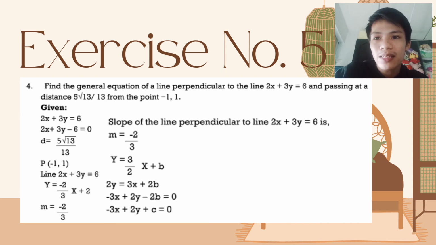So line 2x plus 3y is equal to 6. So yung y natin is negative 2 over 3 x plus 2. So yung m natin is equal to negative 2 over 3. So slope of the line perpendicular to line 2x plus 3y is 6 is m is equal to negative 2 over 3. And yung y natin is 3 over 2x plus b. So 2y is equal to 3x plus 2b. So negative 3x plus 2y minus 2b is equal to 0. So negative 3x plus 2y plus c is equal to 0.